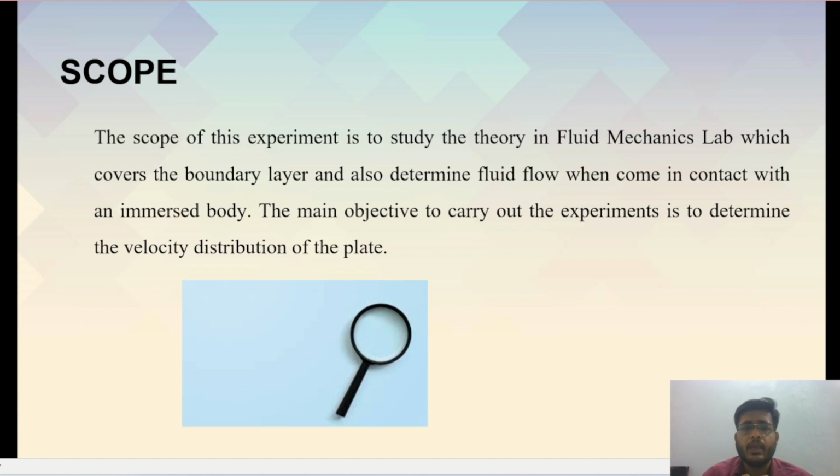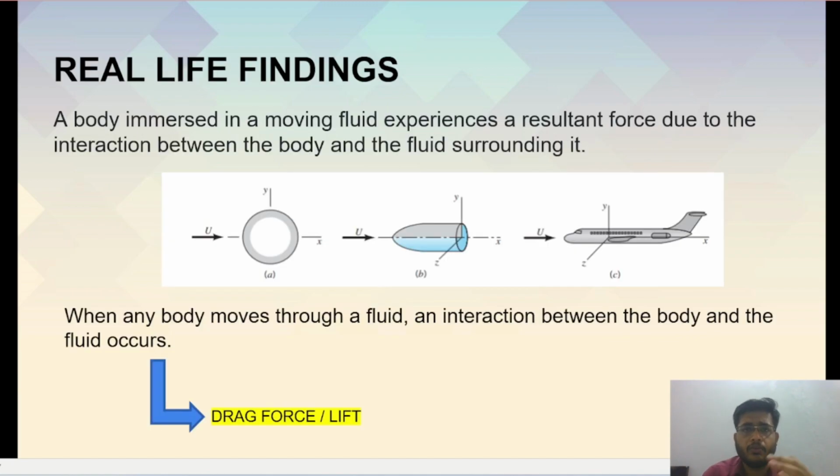The main objective is to carry out the experiment and determine the distribution of velocity of the plate. We can connect fluid flow over an immersed body to real life findings. One real life finding is when an aeroplane moves through our atmosphere. The atmosphere is a flowing fluid with its own velocity, and when an aeroplane moves through a flowing fluid, it experiences a resultant force due to the interaction between the body and the flowing fluid surrounding it.